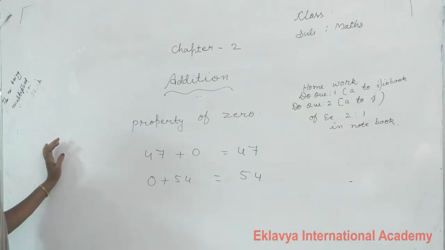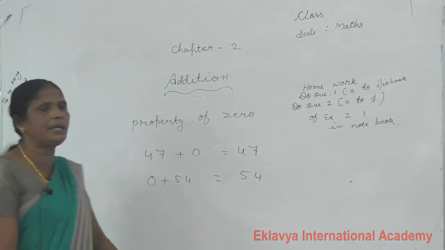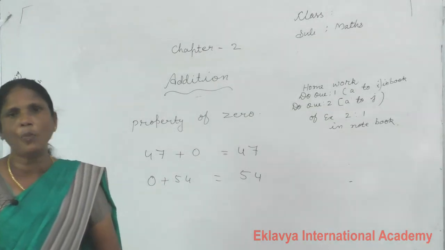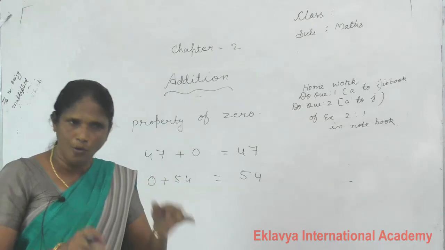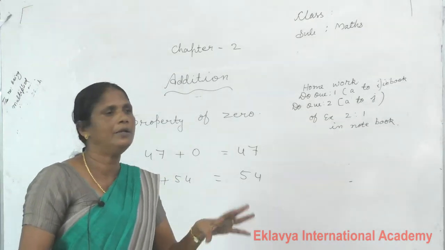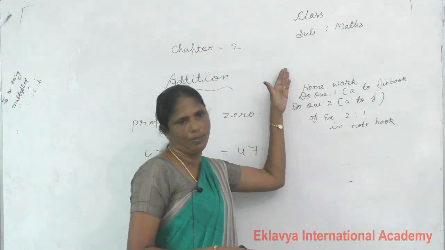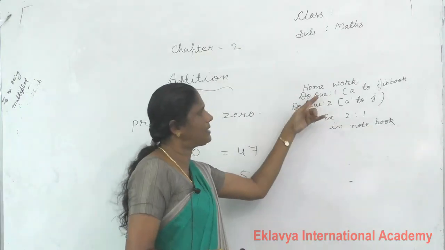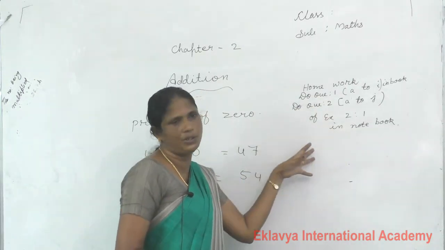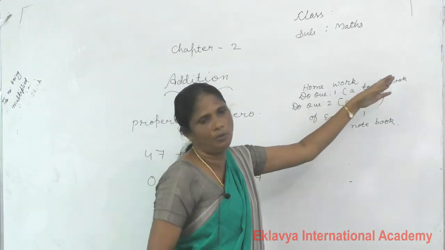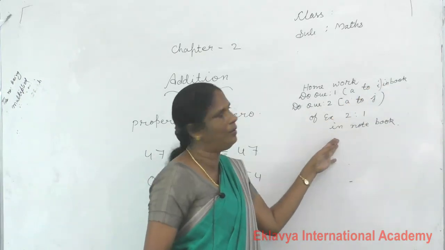Okay? Understand? What are the properties? Again, repeat: order property, then grouping property, then 0 property. I give some questions, homework for you. Two exercises I gave, you do these questions. Some questions do in book, some questions do in notebook.